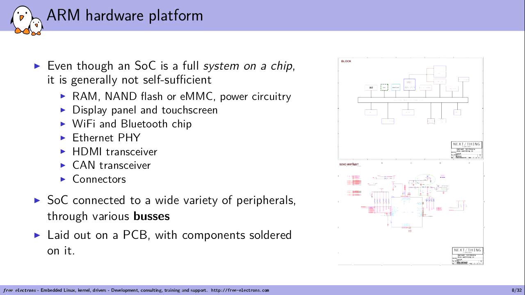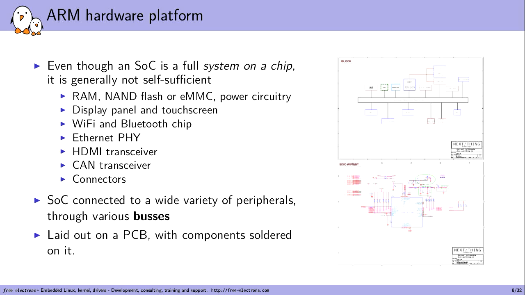You need some power circuitry to provide power to the SoC so that it can operate properly. In some cases, you might need a display panel and touchscreen. You may need a Wi-Fi and Bluetooth chip if it's not built into the SoC. Some of them have built-in Wi-Fi and Bluetooth, some of them require external chips. You might need PHYs for your Ethernet controllers. You might need an HDMI transceiver if it's not a built-in functionality. You might need a CAN transceiver. You need connectors, and so on and so forth.